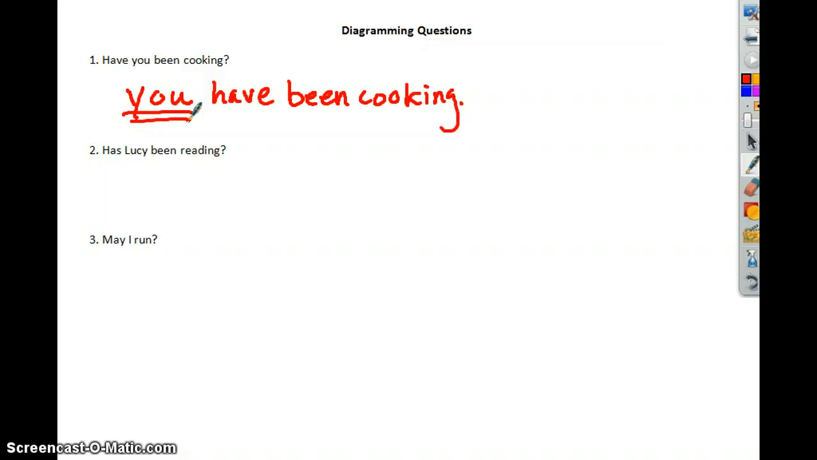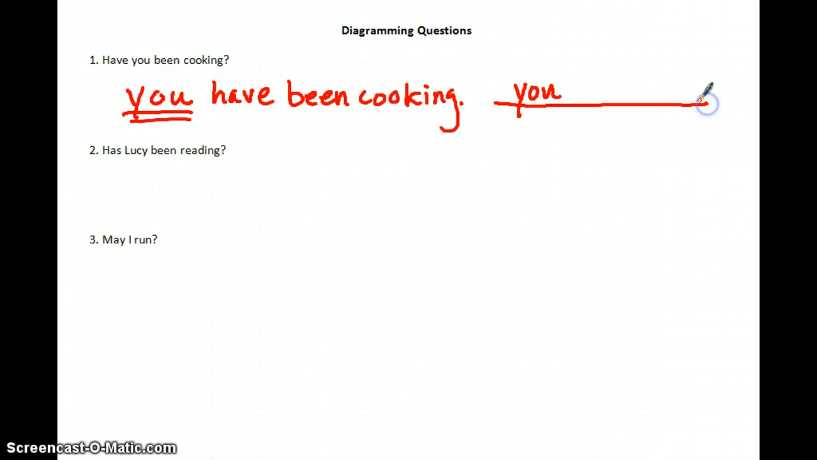So now we can diagram. Now notice that when I diagram, I'm going to pay attention to the capitalization and punctuation. So, you have been cooking becomes, you is my subject, notice it's not capitalized, firewall. Have and been, those are my helping verbs that we learned in the past segment. Cooking. Notice I add the question mark at the end of cooking, and I have to capitalize have here because have is capitalized at the start of the sentence. And that lets me know, if I'm seeing the diagram without the original sentence, that this was in fact a question. Have being the first word in the sentence, have you been cooking?